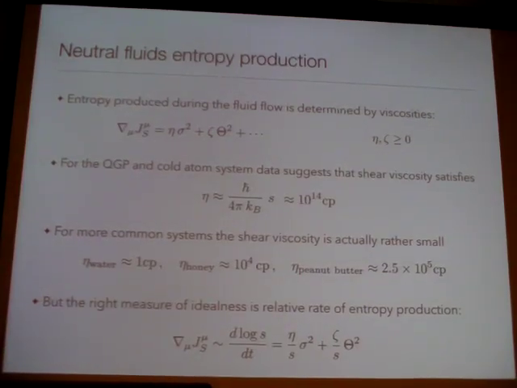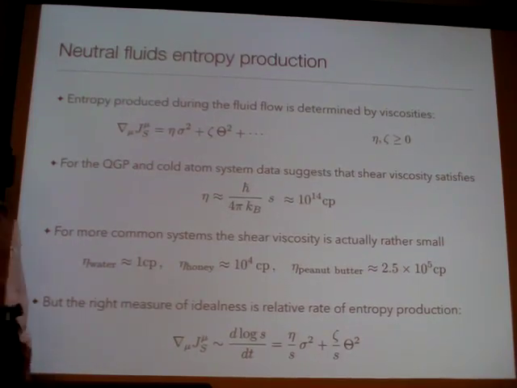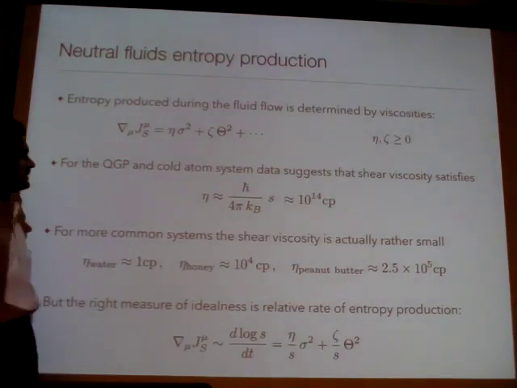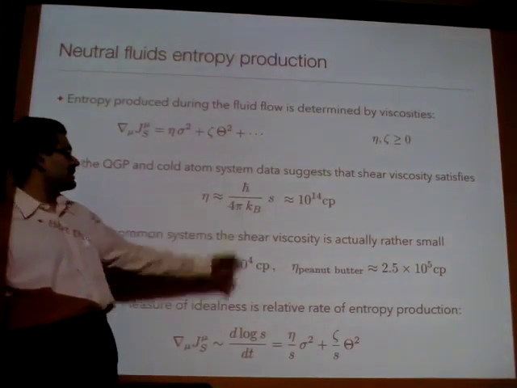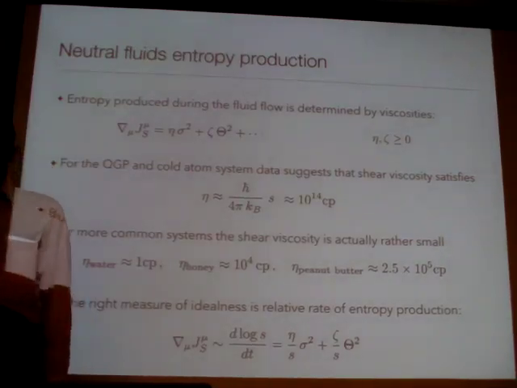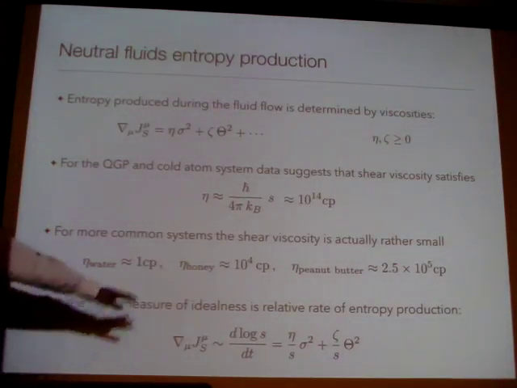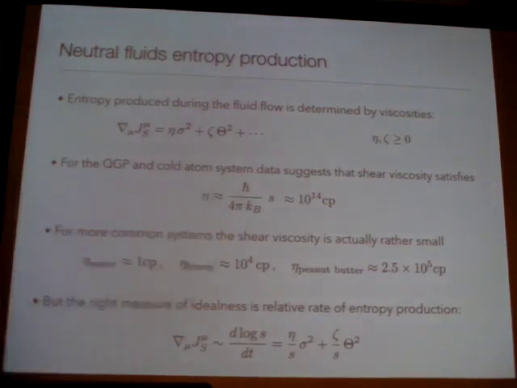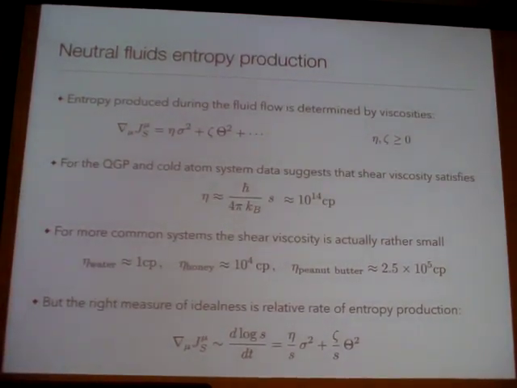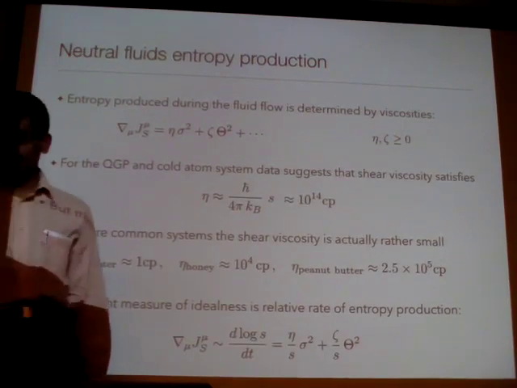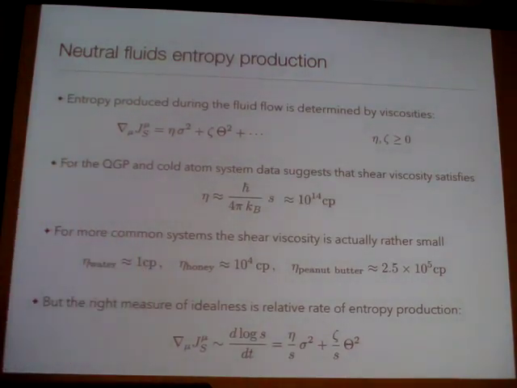At this point, I have to make my first disclaimer. I told you that these fluids of the quark-gluon plasma and cold atoms were nearly ideal. What I meant to say was that their shear viscosities are of a certain form. Numerically, the ballpark number in units of h bar and Boltzmann constant is h bar over 4 pi Boltzmann constant times the entropy density. And if you calculate this for these systems, it's actually quite large. It's 10 to the 14 in units of what are called centipoise.